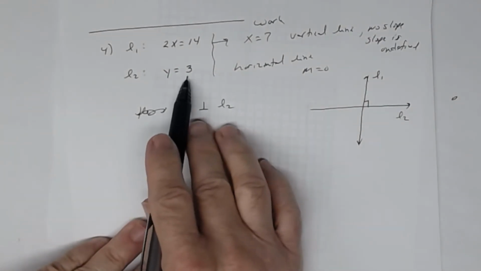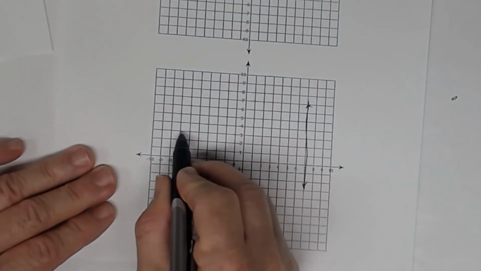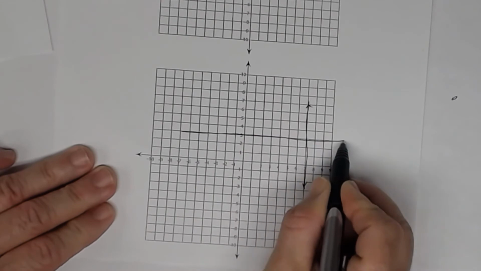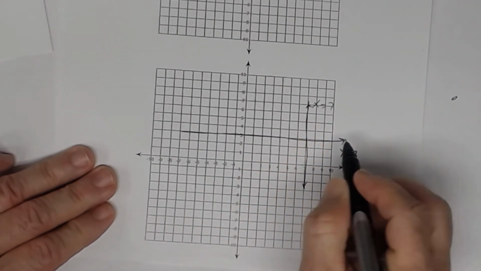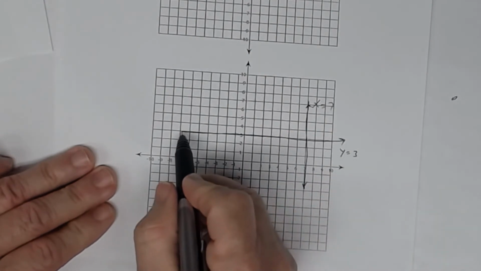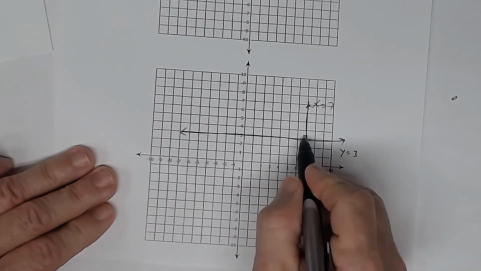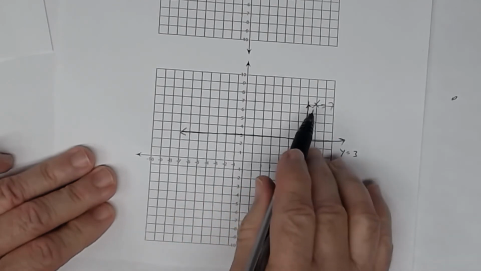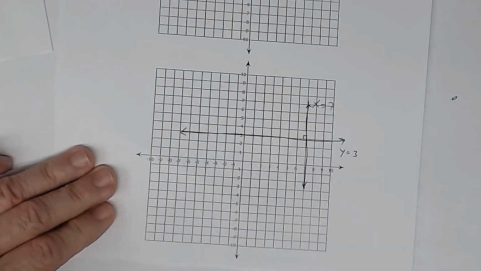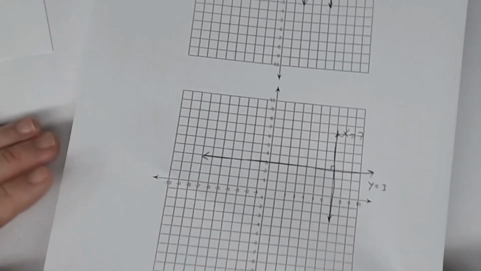Y equals 3 means that y is always equal to 3, no matter what x is. So y equals 3 is this horizontal line right here, right? This is x equals 7, this is y equals 3. When they intersect, they intersect at a right angle. So since they intersect at a right angle, those two lines have to be perpendicular. Okay, so they're perpendicular. All right, so that's number 4.